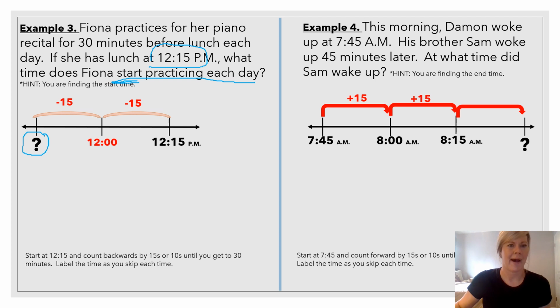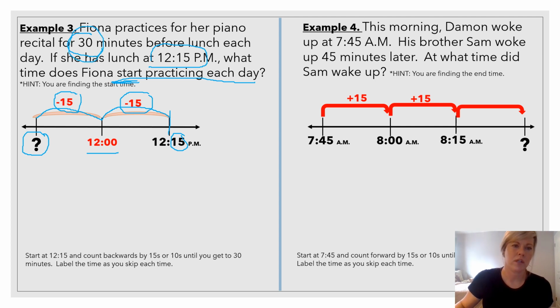So we could go backwards now to get to the start. Now, if you go backwards on a number line, that means you're subtracting. Okay, so here's 12:15. Remember when I said 15? I'm going to go ahead and use 15 again. So I go backwards 15 minutes. That means I'm now at 12 o'clock. Okay, now I'm going to jump another 15 because I know that 15 minutes plus 15 minutes is 30 minutes. And that's how long she practices, 30 minutes.